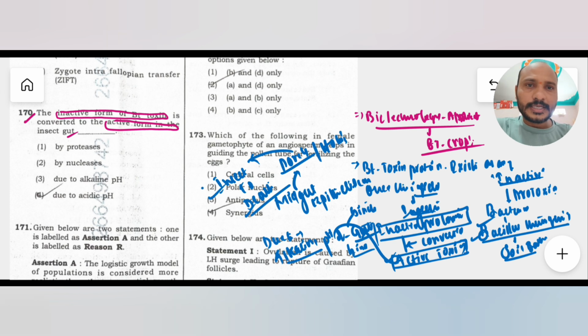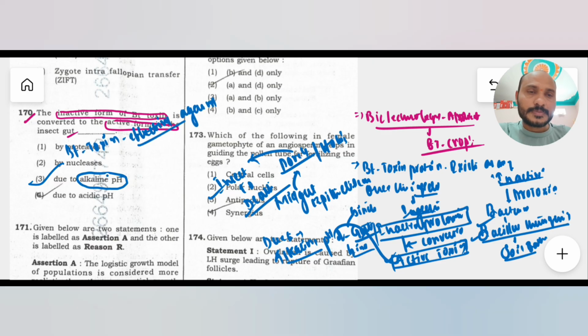So this is how the process occurs. And here the right answer is: the inactive form of Bt toxin is converted into the active form of toxin because of alkaline pH. So the right answer is the third one. Here we need to remember some important points. Bt toxins work only on specific groups of insects, not all insects, and the genes responsible for producing Bt toxins also differ. So what are these groups?